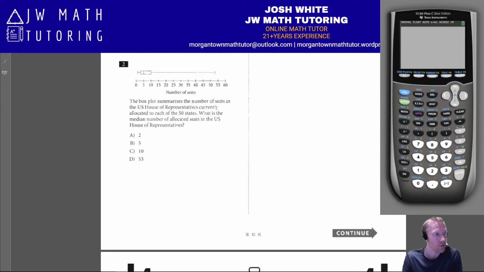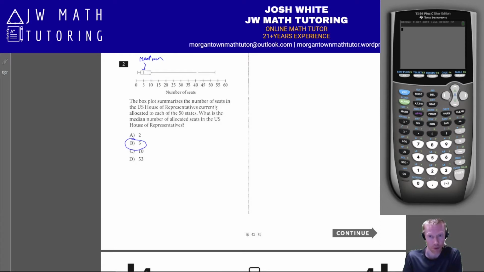Now, below that, problem 2, here we have a box plot. And they want to know the median number of seats for a state, basically in the U.S. House of Representatives. So when you have a box plot, just review a couple things real quick. The median is going to be equal to the line that you see in the middle of the box. So basically, wherever this line is, that is going to be the median. So for this problem, the answer is just going to be 5. It's going to be letter B.